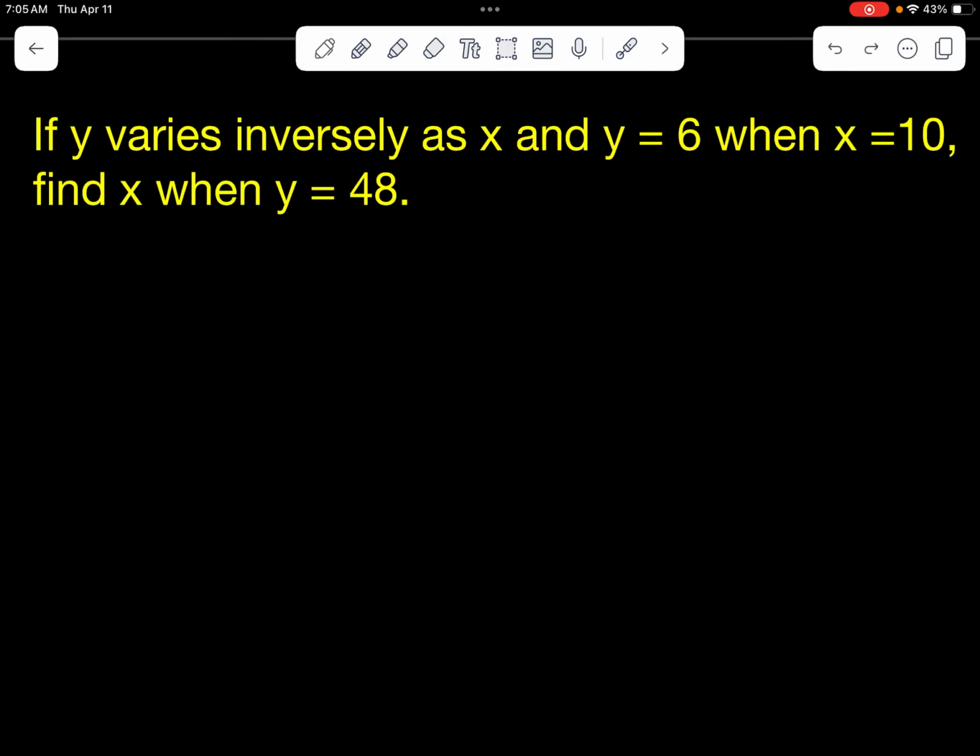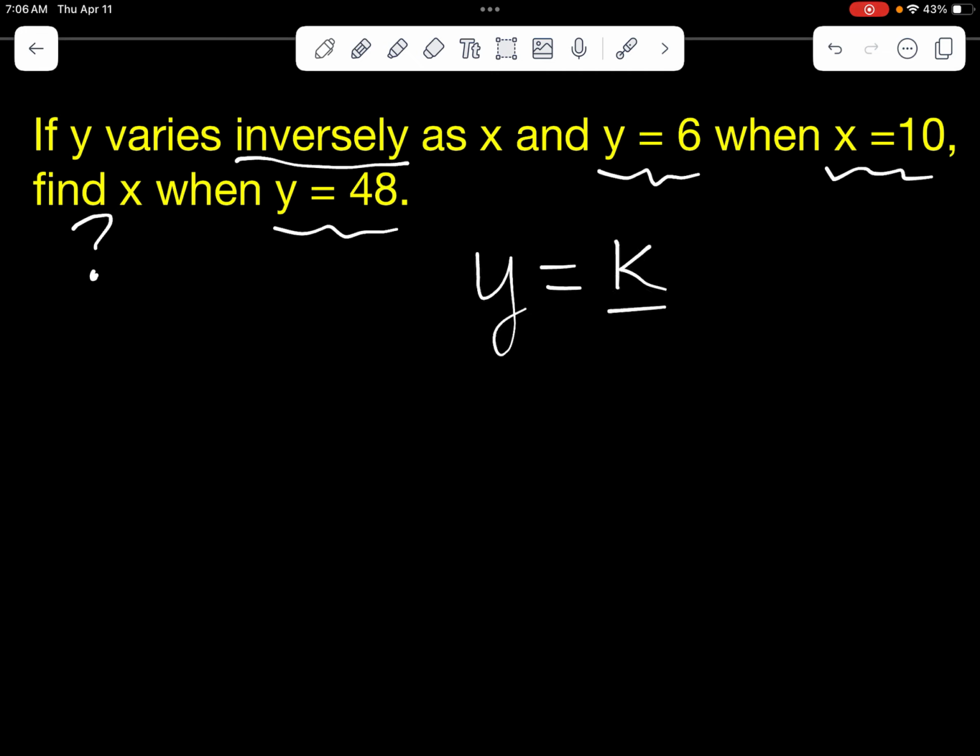If y varies inversely as x and y equals 6 when x equals 10, we want to find out the value of x when y is 48. Varying inversely, we use this equation, y equals k over x. K is called a constant. We're going to solve for the constant first and use that to find the value of x when y is 48. So let's start here.